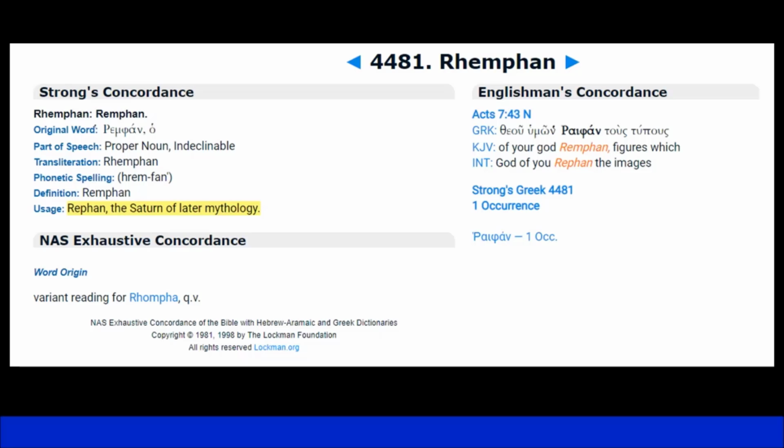If we look at Raphan or Remphan, it's Strong's 4481. It says that Remphan is the Saturn of later mythology. Oh, is that like the same Saturn that we had Saturnalia and Chronia from? Absolutely. Okay, so then Saturn, which we see connected to Christmas, showed up in the Old Testament as well in the book of Judges. They had worshipped this deity in the book of Judges.